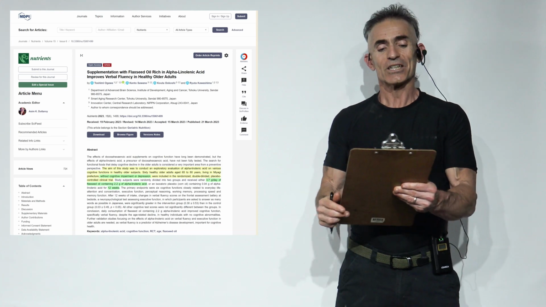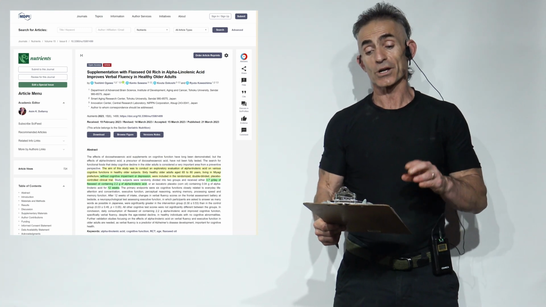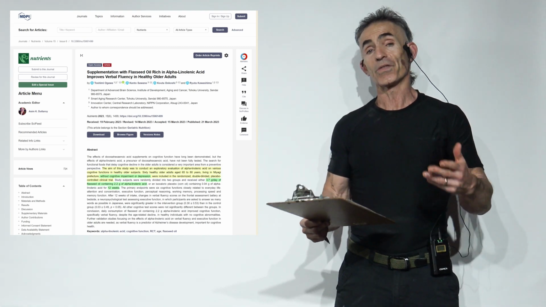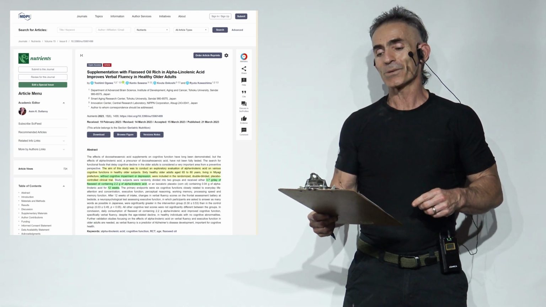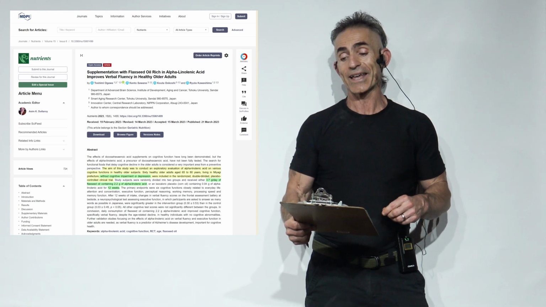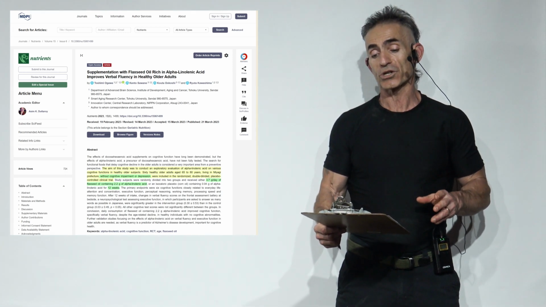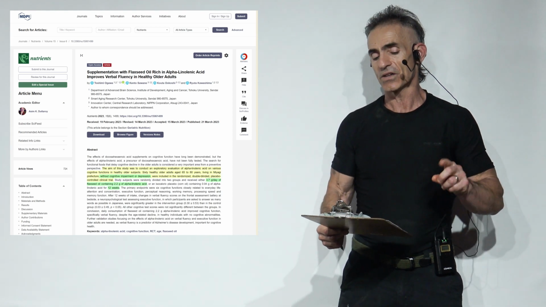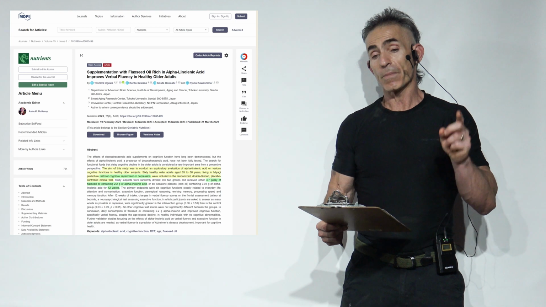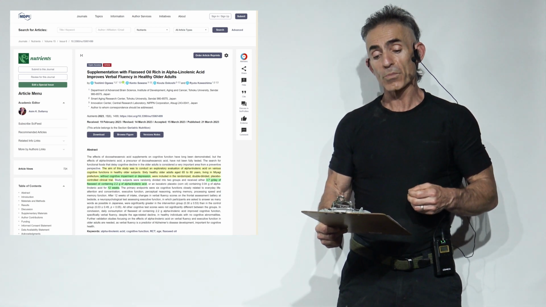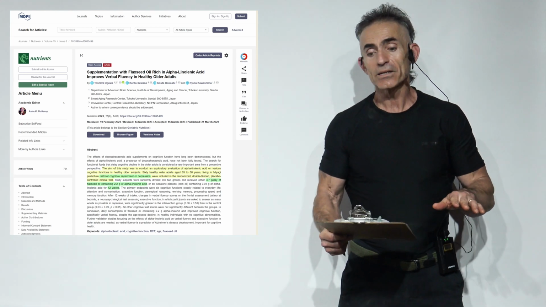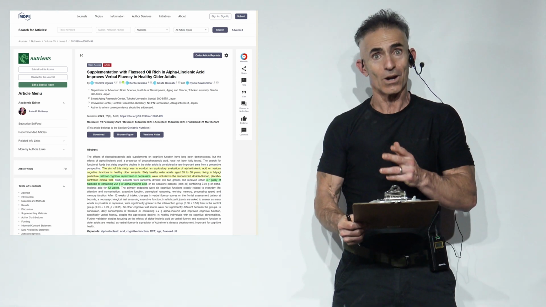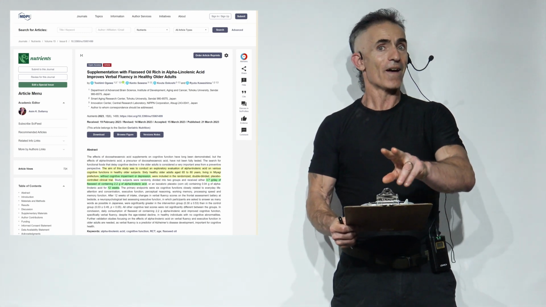To proceed: supplementation with flaxseed oil rich in alpha linolenic acid improves verbal fluency in healthy older adults. Don't say it. The aim of the study was to conduct an exploratory evaluation of alpha linolenic acid on various cognitive functions in healthy older subjects, 65 to 80 years living in Miyagi, hope I pronounced it appropriately, prefecture, without cognitive impairment or depression. So again, we're improving upon baseline, which is really amazing after a 12-week period of time.